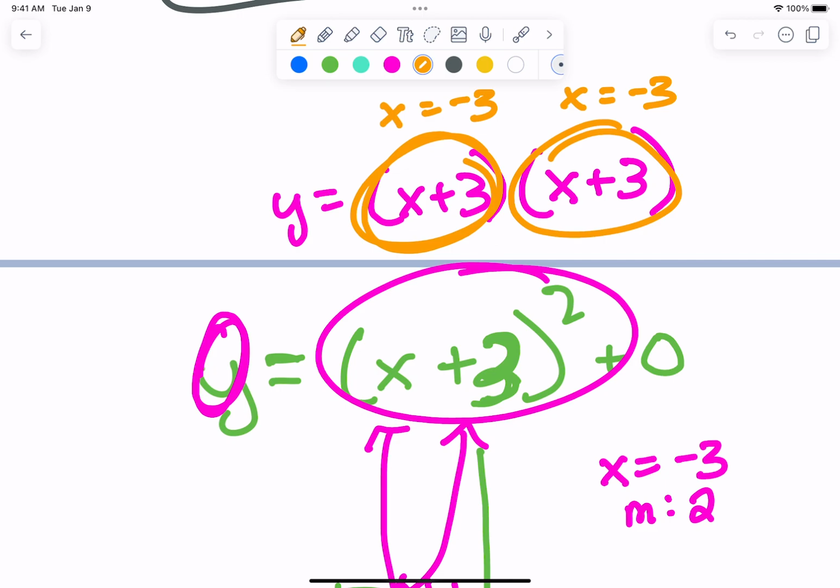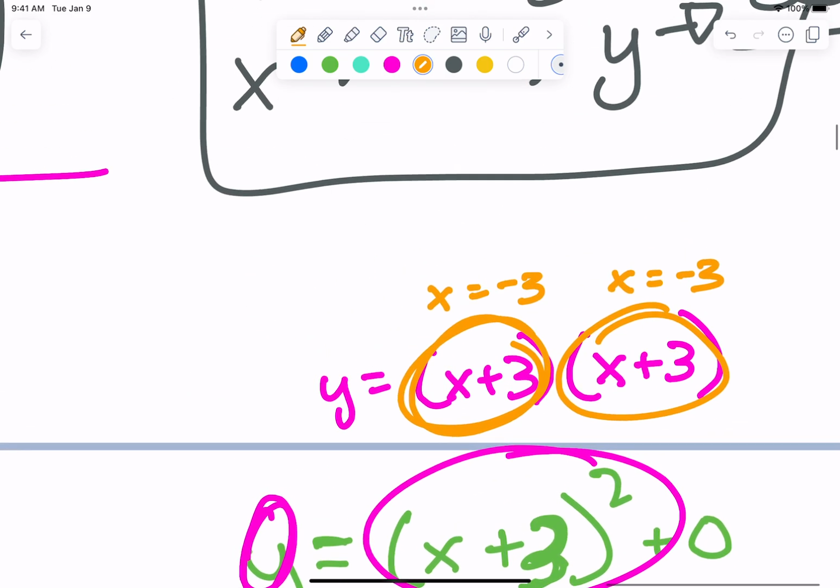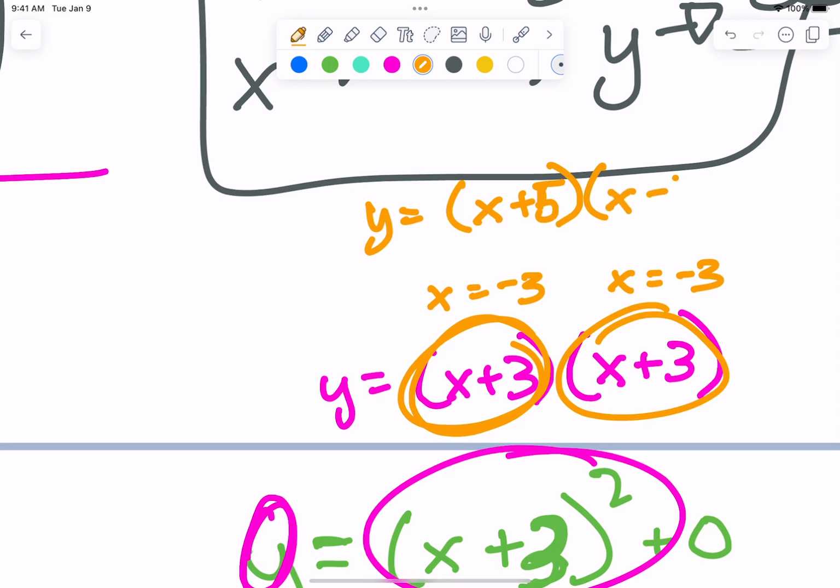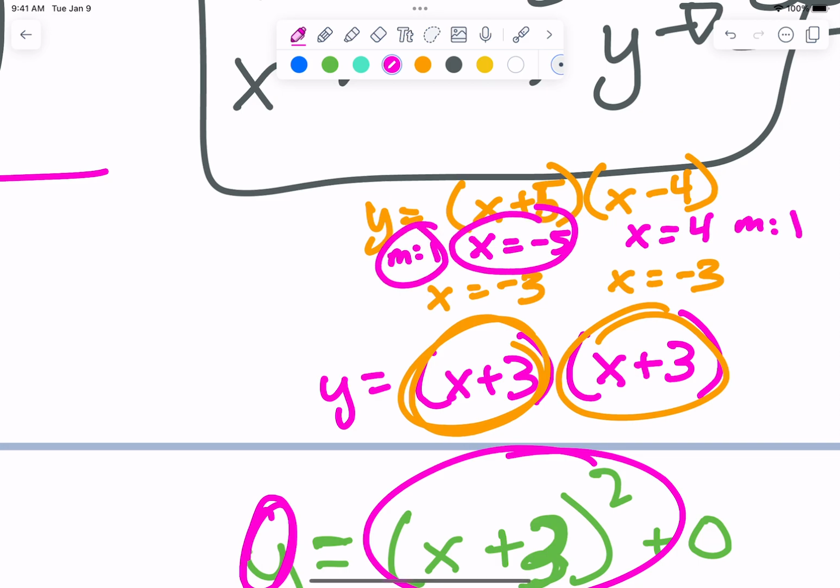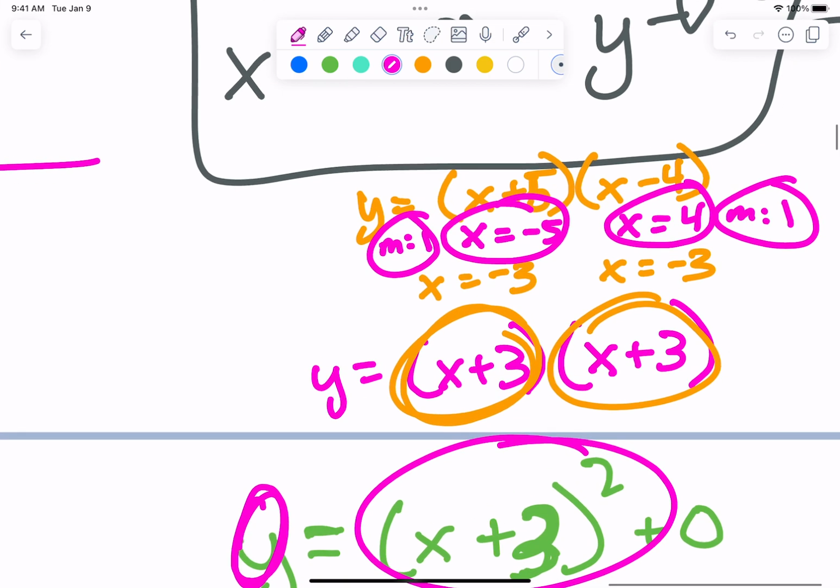Okay, so here's what multiplicity does. Are you ready? A lot of times you'll have an answer just show up once, so its multiplicity is 1. So like here, let's say y equals x plus 5 times x minus 4, you don't have to write this down. If I have x plus 5 and x minus 4, that means x equals negative 5 and x equals positive 4. This guy has a multiplicity of 1, and this guy has a multiplicity of 1. You see that? Because they're only showing up as an answer once, right? Versus this one, negative 3, shows up as an answer twice. It's like a double zero, so it has multiplicity of 2.